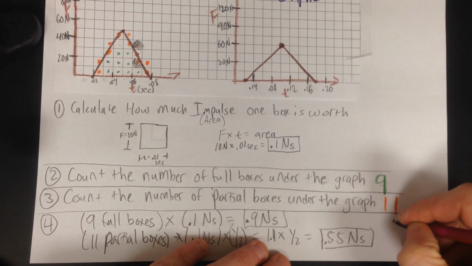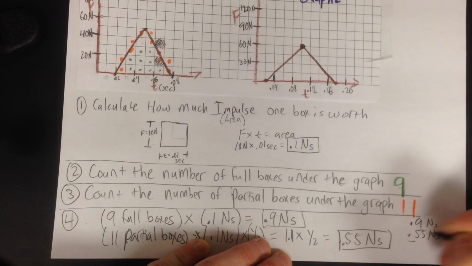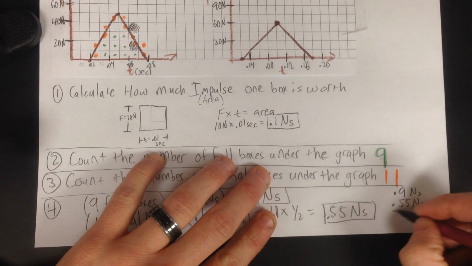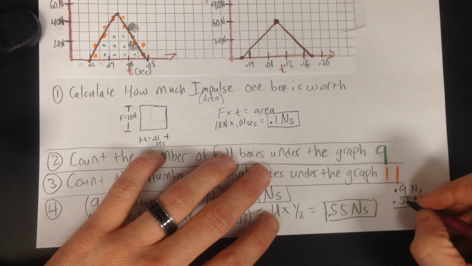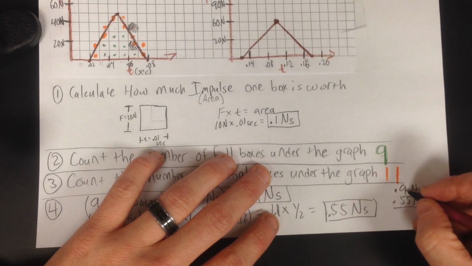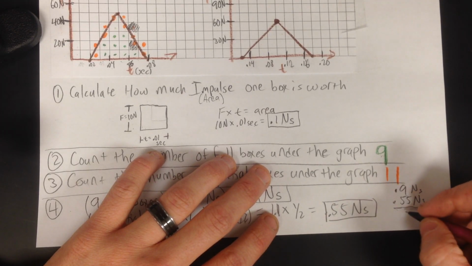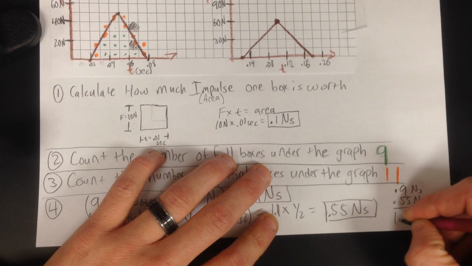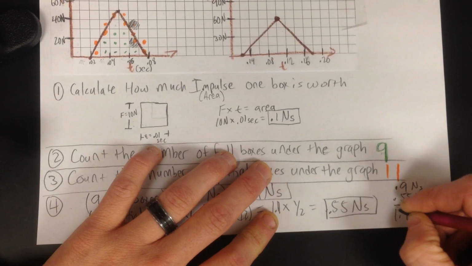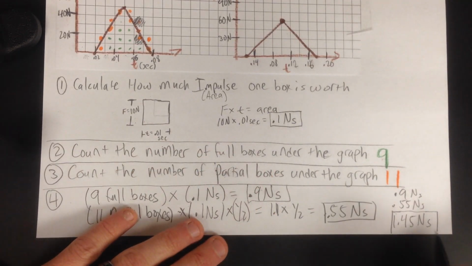So if we add those together, 0.9 and 0.55, then we get the total impulse, or total area underneath the curve. Alright? So 0.9 and 0.55. Alright, what is that? That is 1.45 Newton seconds. Alright, and that's the total area under the curve, 1.45.